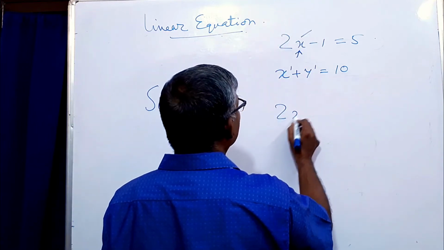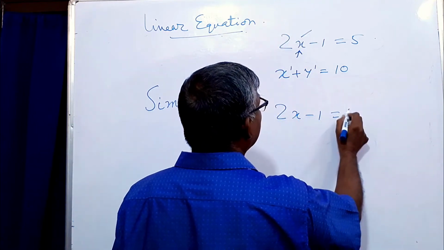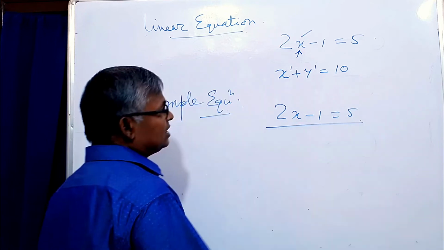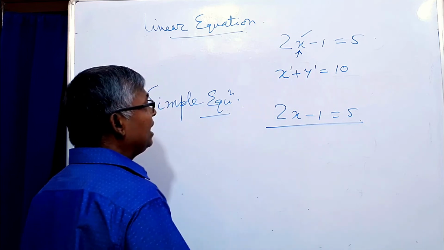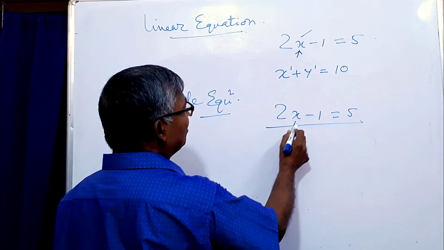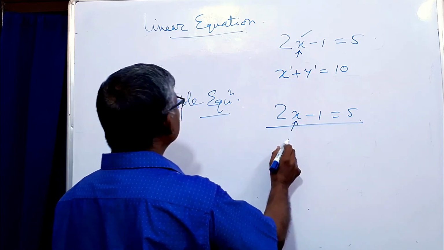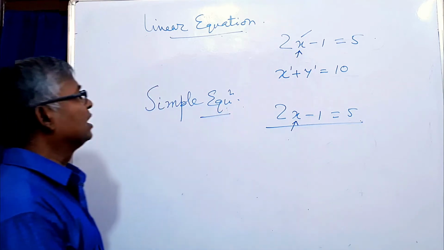Here 2x minus 1 equals 5. This is a linear equation, you know. Here the degree is 1 and it has only one variable, that is x. It is called a simple equation.